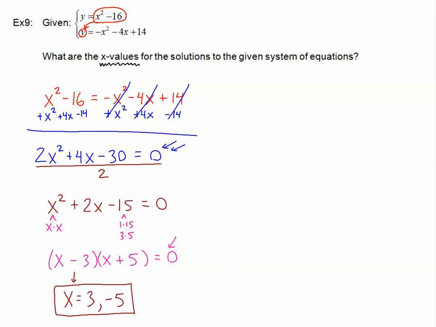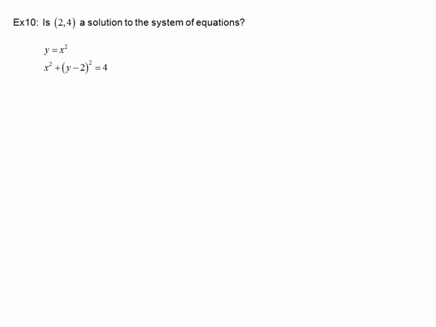So let's flip over and look at our final example. A little bit different here. I'm giving you a possible solution. This ordered pair 2, 4. I want to know, is this a solution to the system of equations? And here's my system. I have 2 equations. I have this quadratic and I have this circle.